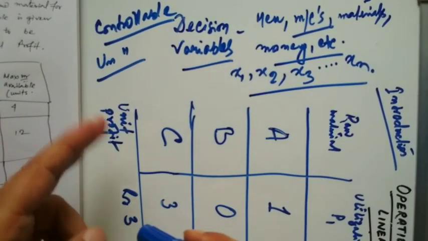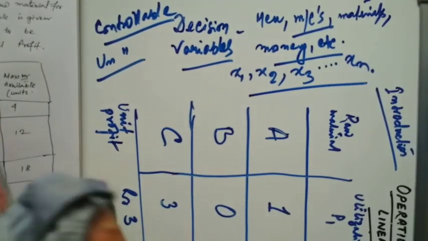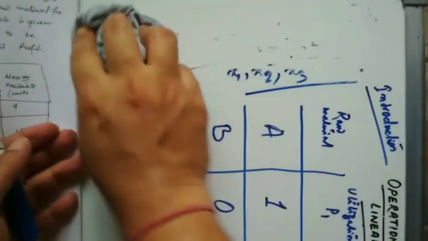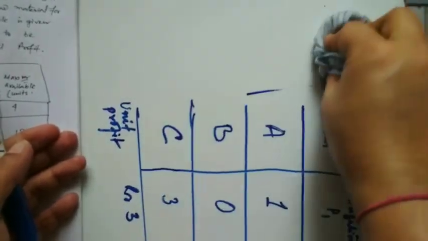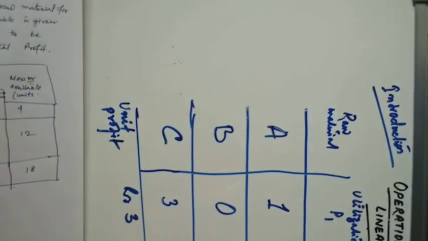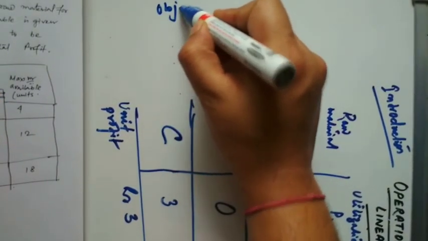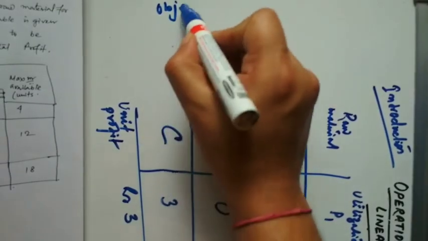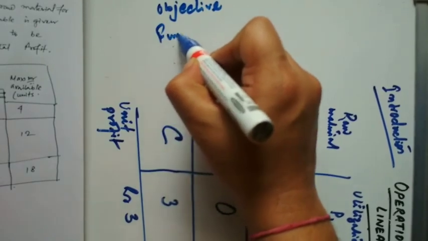Uncontrollable means the variables whose values are not under control. So this is about the decision variables. Next, the important term is objective function. These are all things we are going to use in the particular problem of linear programming. So I can write it objective, in short form OBJ. I will write it in full form: objective function.